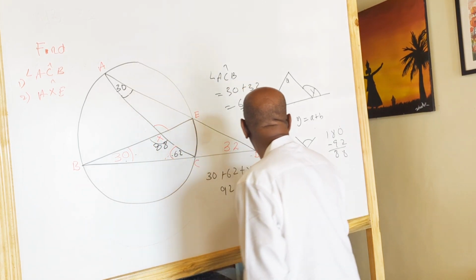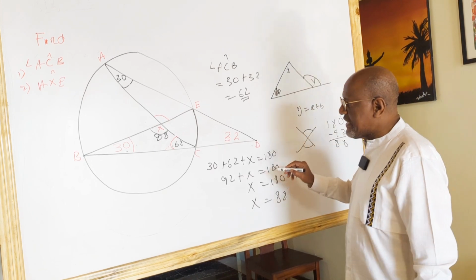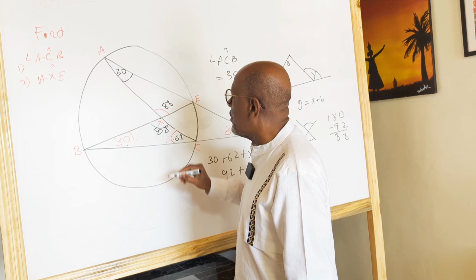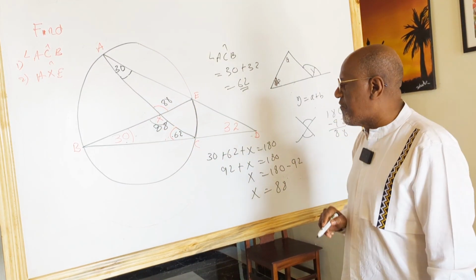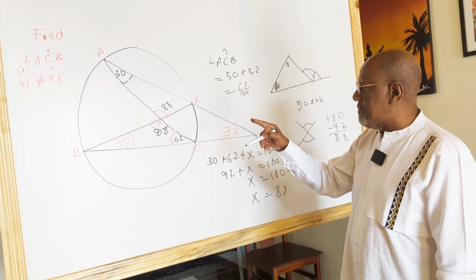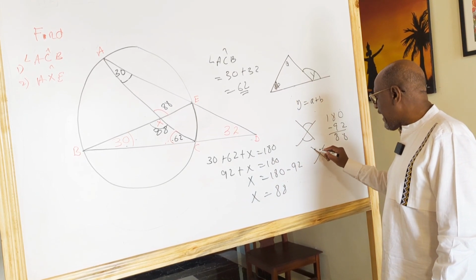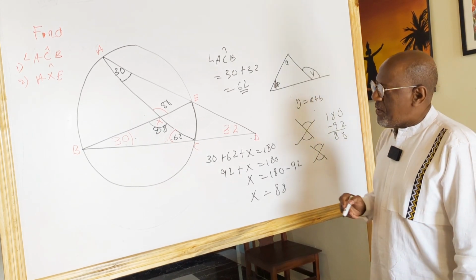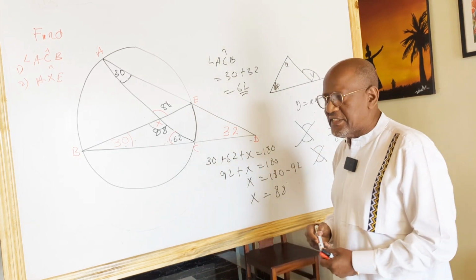Now if X is 88, we said that when two straight lines intersect, the vertical angles are congruent. So if X is 88, AXE would also be 88. So we found both ACB and AXE. To find AXE, we use the fact that if two straight lines intersect, the vertical angles are congruent or equal in magnitude. So because X is 88, then AXE must also be 88.